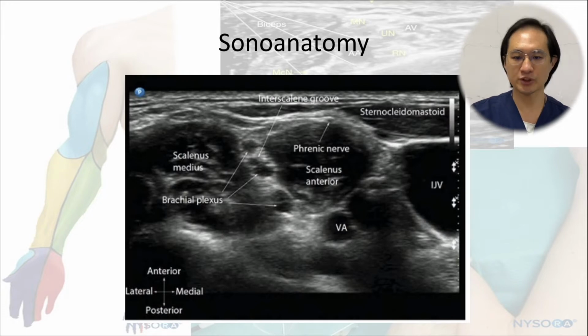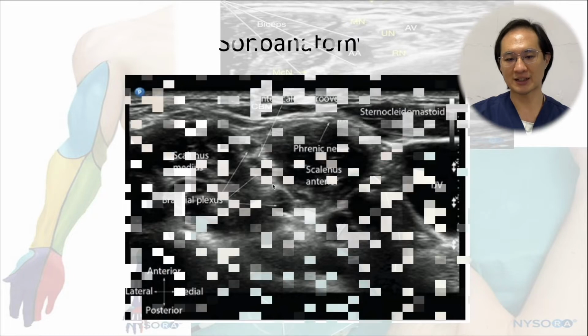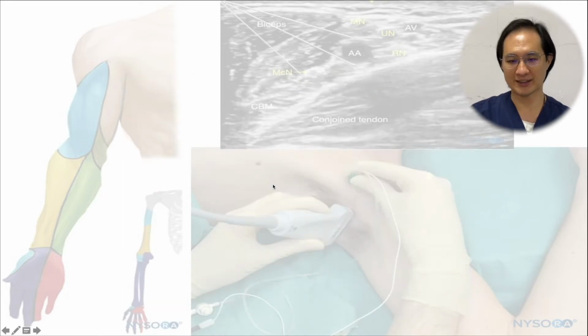So this is a picture to illustrate the ultrasound anatomy of the interscalene groove. Usually we call it the traffic light sign or butterfly sign, where lateral to the internal jugular vein there will be the anterior scalene muscle and middle scalene muscle, and sandwiched between the two scalene muscles will be the brachial plexus.